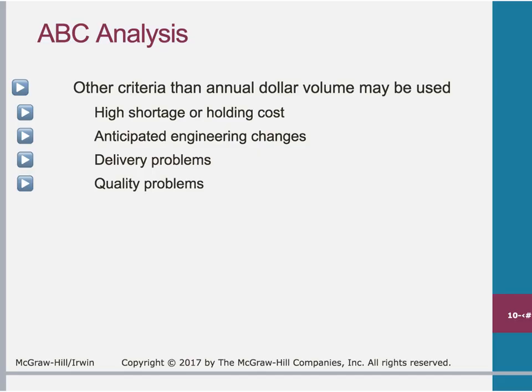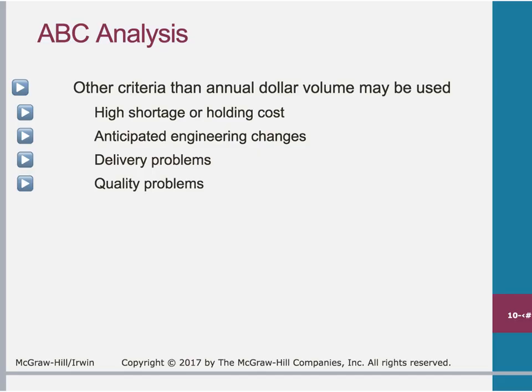Other criteria other than annual dollar volume may be used when determining A or B SKU. You can look at high shortage or holding cost, right? Meaning it's a priority SKU. You can't afford to tell Walmart, hey, I don't have the item to give you to put on shelves. So there's a high shortage or holding cost. You're going to lose Walmart as a customer, or you're going to lose Amazon as a customer. You can't sell your products on Amazon if you're constantly out of stock, right? So that's something you might decide to carry higher inventory on. And then anticipated engineering changes, delivery problems, or quality problems.